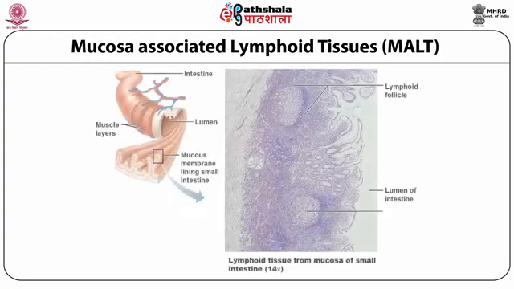Here in this figure, lymphoid tissue from the mucosa of the small intestine is shown, magnified 14 times. Mucosa associated lymphoid tissue is an unencapsulated lymphoid organ. Greater than 50% of the lymphoid tissue in the human body is a part of MALT, and that shows the importance of MALT in the overall scheme of immune responses.